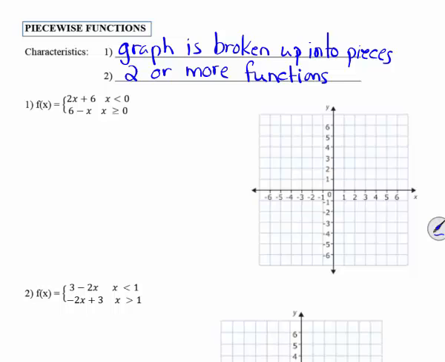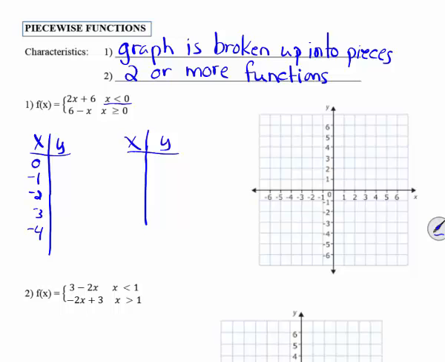All right, well, what does that mean? I'm going to create two different tables, x and y, x and y. For the first one, it's telling me x has to be less than 0, so the numbers I pick have to be less than that. I'm going to start with 0, and I'll explain why. Then -1, -2, -3, -4. Just like if I were to graph it on a number line, I'm going to start here, but this is going to be an open circle.